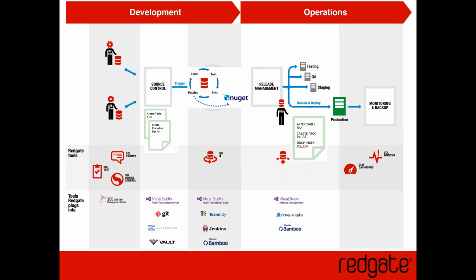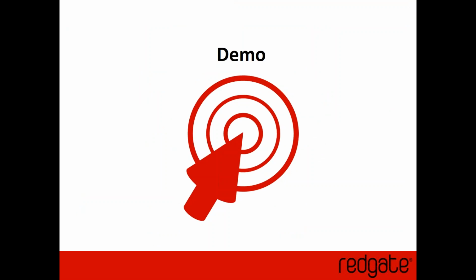And so at Redgate, we've got DLM Dashboard to help you track deployments and see what's changing in your database, as well as SQL Monitor for performance. We want you to feed that information back to development and then have this cycle repeat over and over and over again. All right. We've done a lot here.